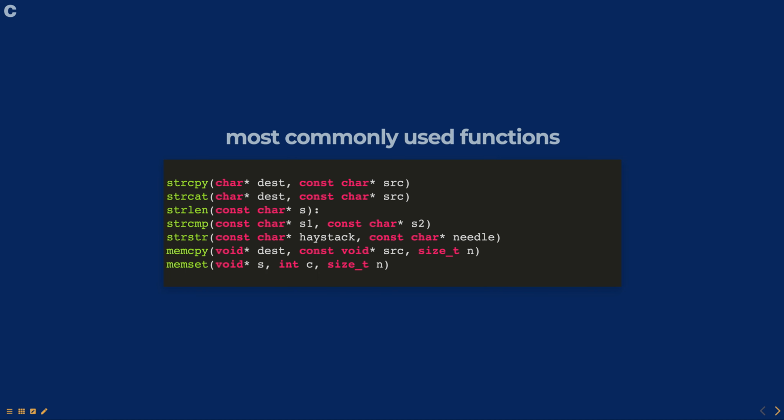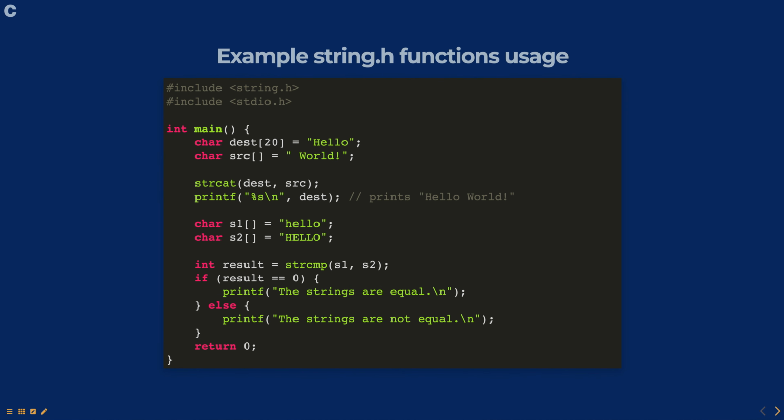memcpy copies n bytes from the memory pointed to by source to the memory pointed to by destination. memset writes the value of c converted to an unsigned character into the first n characters of the memory pointed to by s. Here is an example of how you can use these functions.